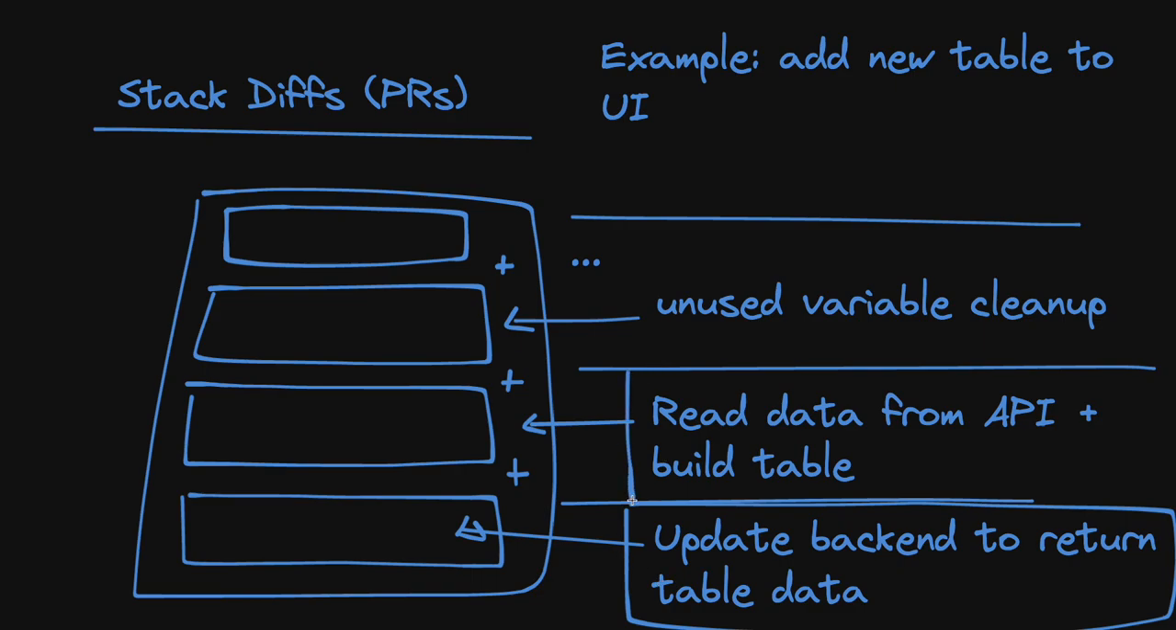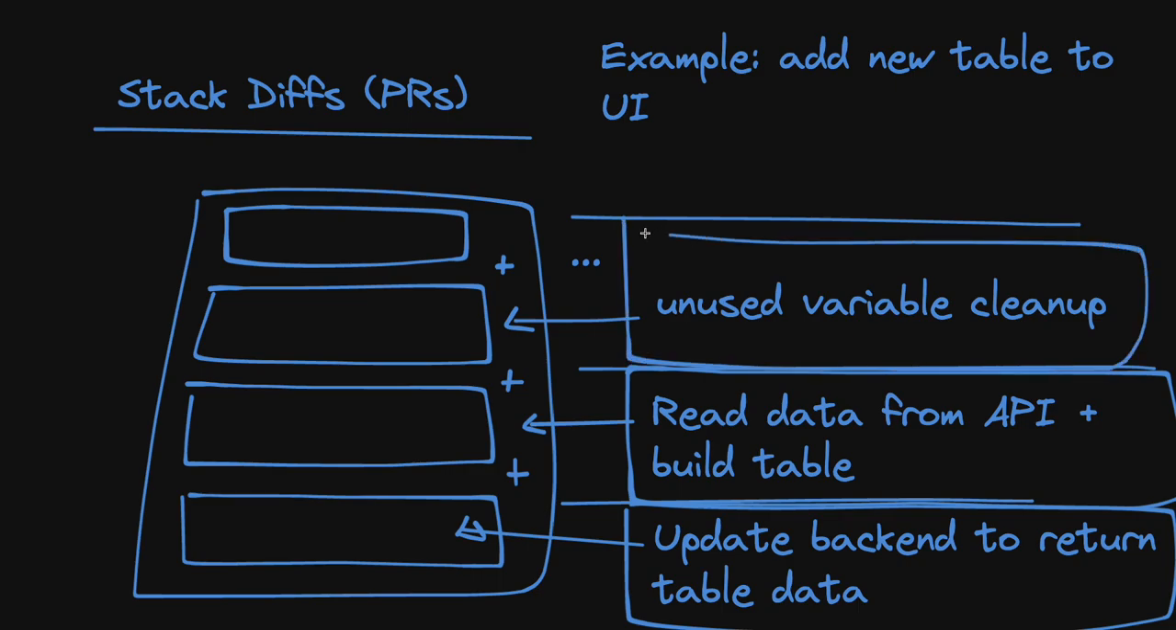Then the next piece is, okay, we now have the data. Let's consume it on the front end and actually build the table. Someone can give you a review there. And then this one is an easy variable cleanup. You probably don't need much review. That's an easy review. And whatever you have up here is also there. So instead of doing it all in one, you've now broken it up into smaller pieces where each one is smaller, therefore easier and much faster to review.